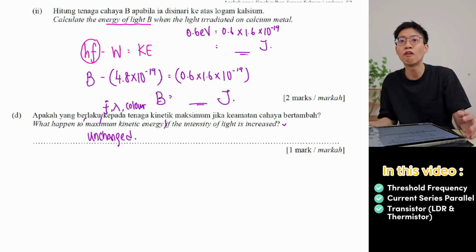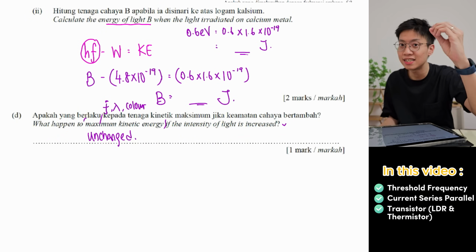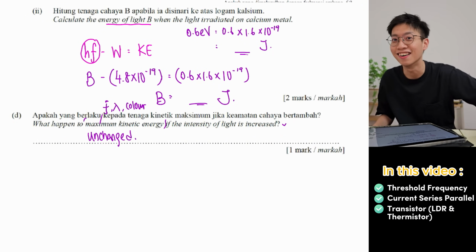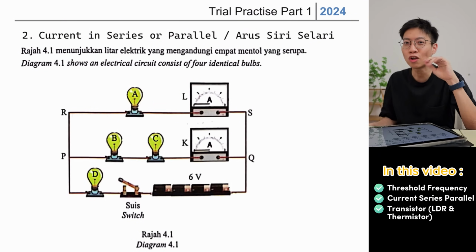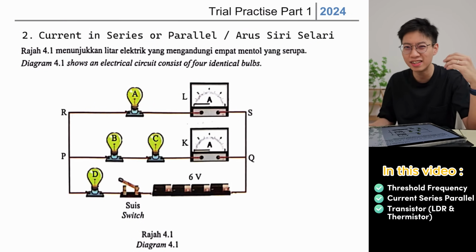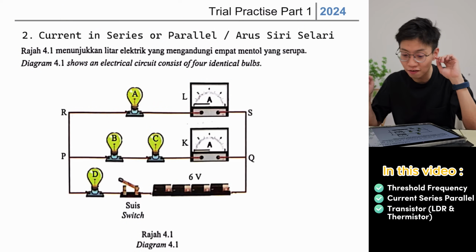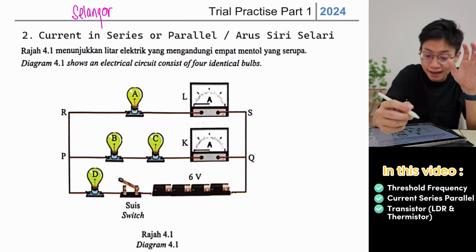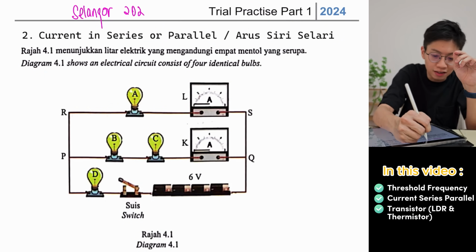So therefore, that's it for our concept on what is work function and threshold frequency, summarized version. For our second question, we're going to talk about current, whether in series or parallel.